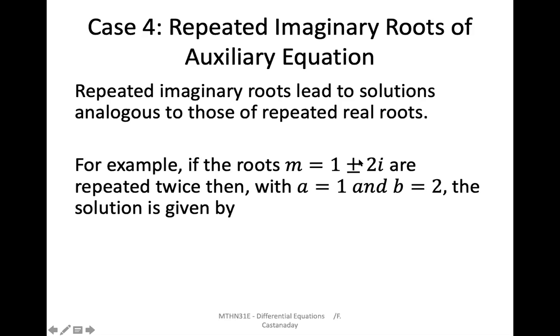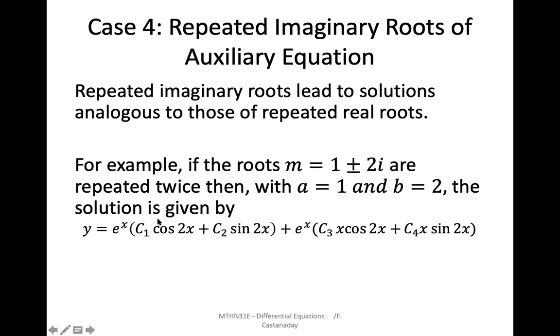So if this root, or if the roots are repeated twice, it means that it came from a fourth order DE, because this contains 2 arbitrary constants and another 2 arbitrary constants, so it will have 4 arbitrary constants in your final answer. And taking note that here a is equal to 1, b is equal to 2. Again, b is the coefficient of the imaginary unit. You need not write the sign in there. This is how you write your solution.